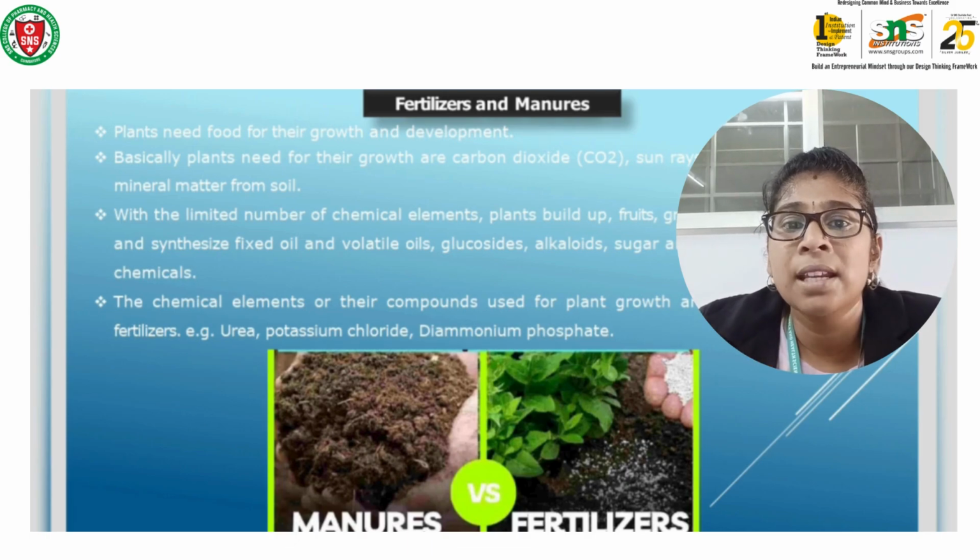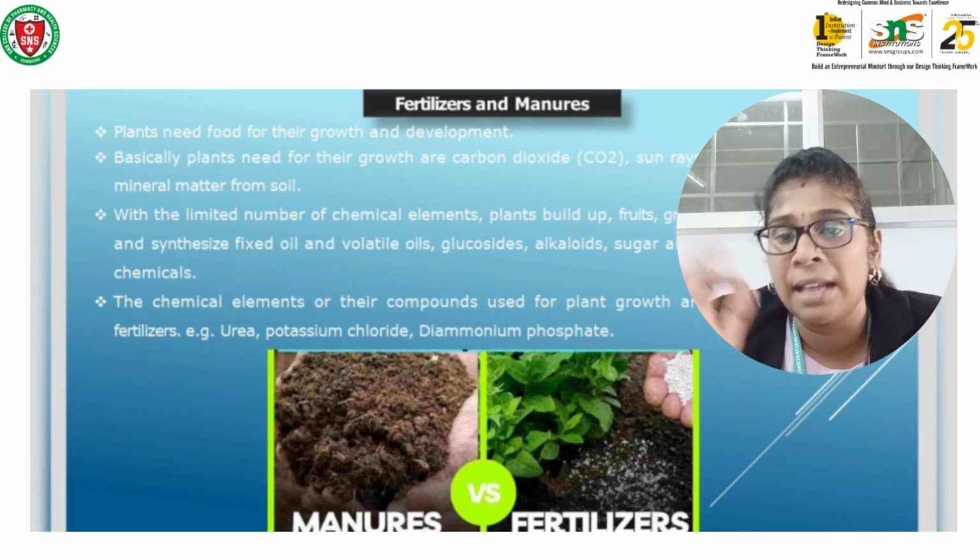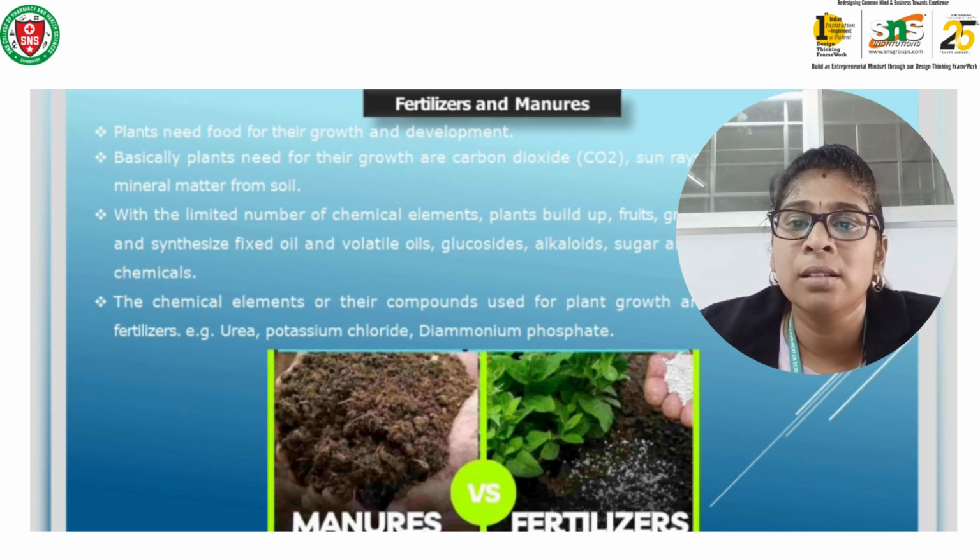Basically, plants need carbon dioxide, sun rays, water, minerals and oxygen for their growth. With a limited number of chemical elements, plants build up fruits, grain, fibers, etc. Even their secondary and primary metabolites, that is the metabolism of the plants, also depend upon the minerals they are obtaining, like the fixed oils, volatile oils, alkaloids, tannins, flavonoids, the functional groups present in the plants. These are phytochemicals, or secondary metabolites.